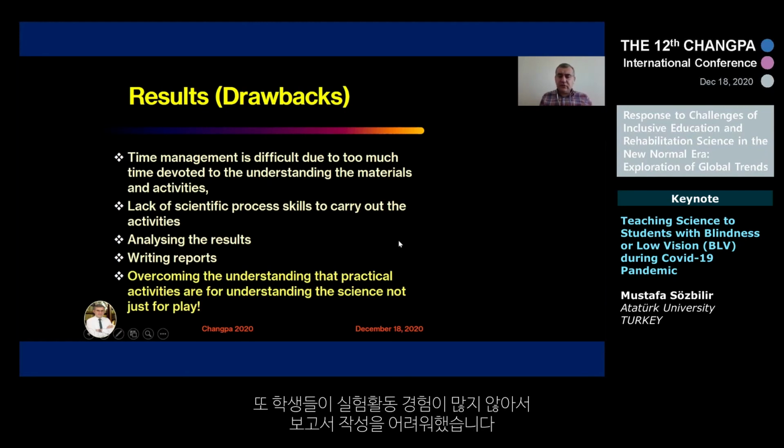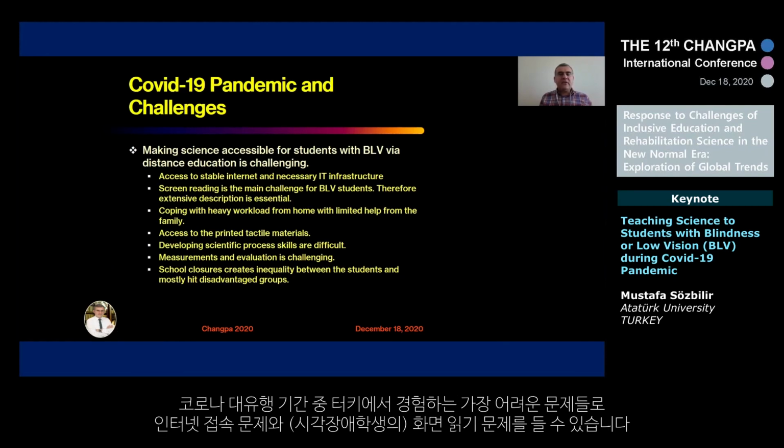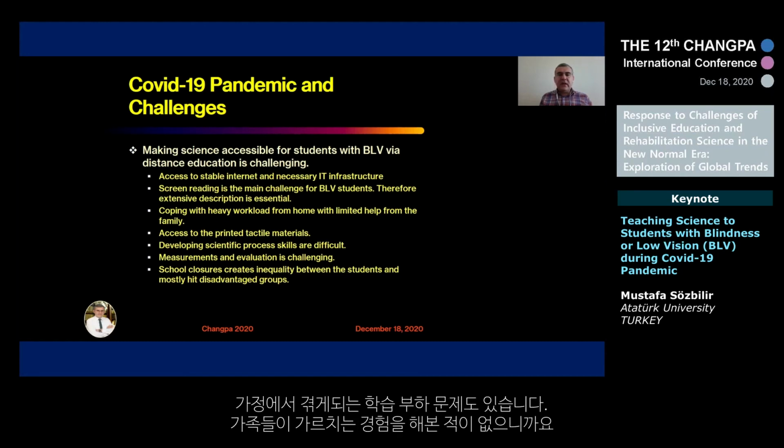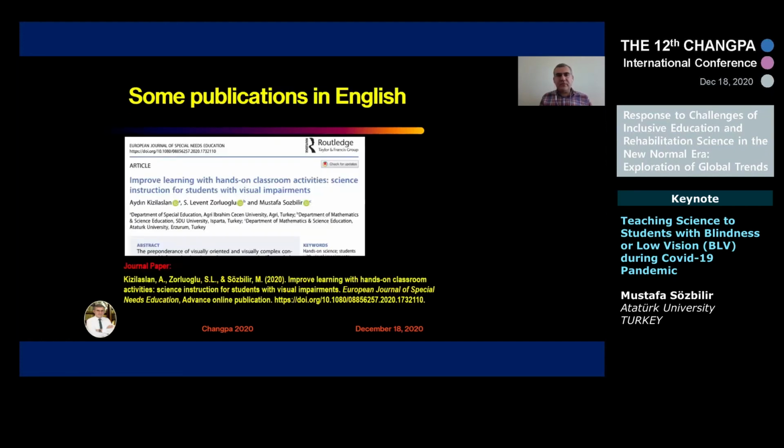Writing reports was also difficult for them because they didn't have any experience with this. And during the COVID-19 pandemic, one of the most difficult problems was access to the internet, and screen reading was a problem. Heavy workload from the home was really difficult because the families have no experience with this. Access to printed tactile materials was a problem. Visual measurement and evaluation is really challenging. And school closures created inequality between the students, mostly among disadvantaged groups.